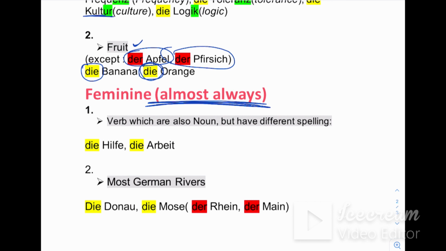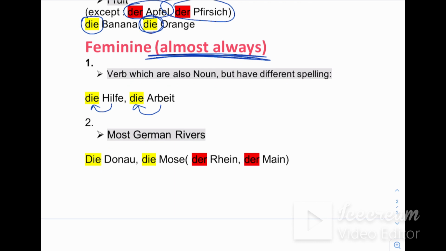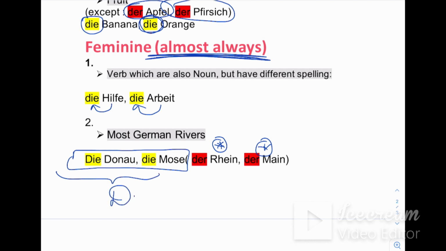Verbs which are also nouns but have a different spelling. For example, die Hilfe, die Arbeit, that's why I put die here. Second point, most German rivers take feminine. These are two exceptions, but most German river names take the article die.